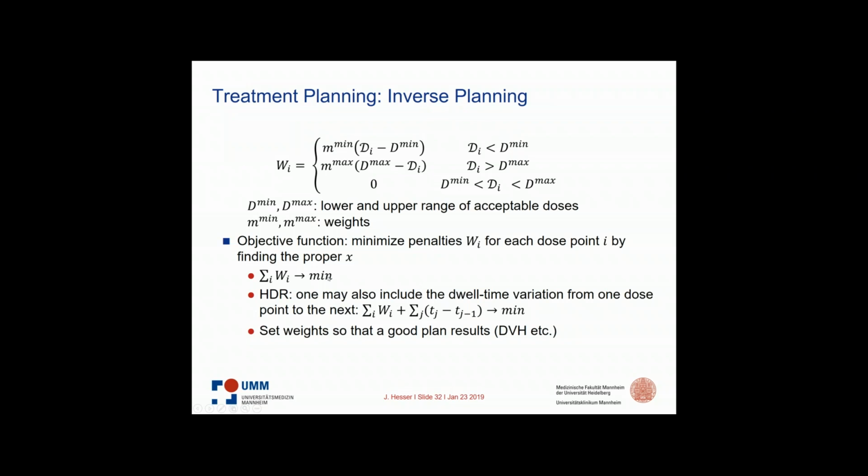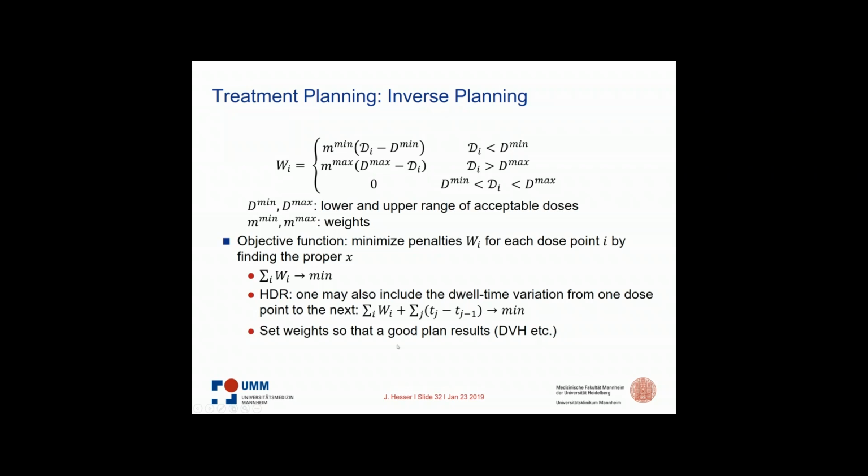And because often we can't satisfy all these penalties, we have to compromise. In the case of HDR, we often include, say, the dwell time variation. That means if you go from a source position Tj-1 to source position Tj, we include this difference as well and minimize this factor.